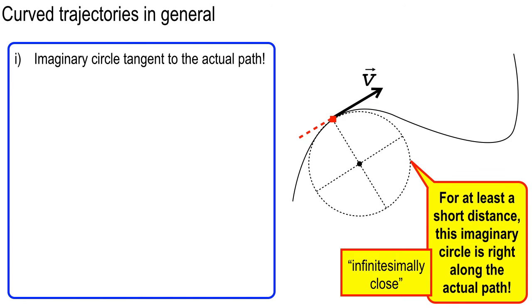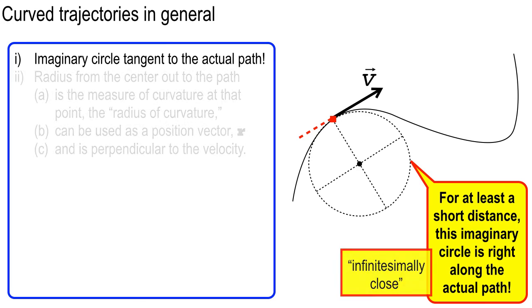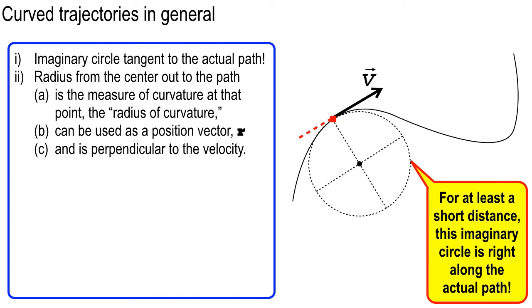If you've had calculus class, raise your hand, just to show of hands. Okay, so you may have heard that word infinitesimal neighborhood before. But for us, we're just going to say that for a few centimeters, a few meters, a few miles, we're close enough for government work in approximating the track as a perfect circle.